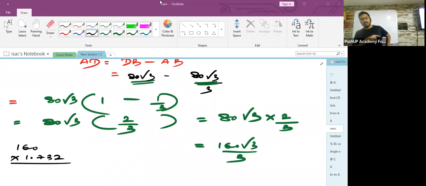So that is the final answer. 277.12. We should divide by 3, sir, for that answer. Divided by 3. Yeah. Do it. Final answer is 92.37. Very good.